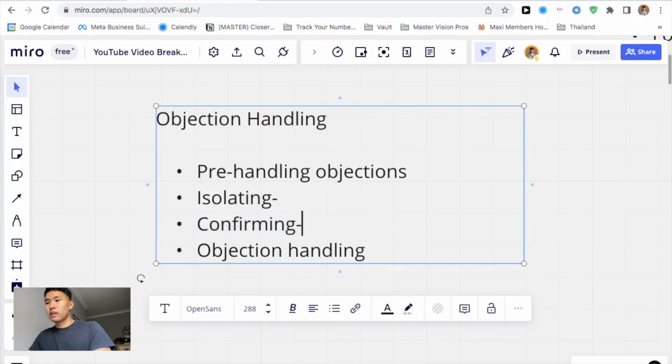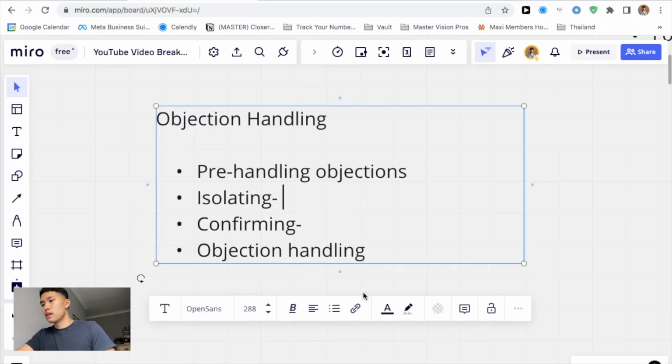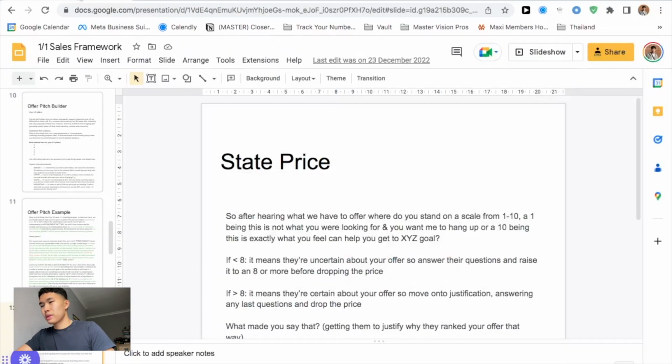Confirming is making sure that that's the only objection that they have. Isolating is getting clarity. I'll go to the objection handling, and you'll see what it means. And then this is self-explanatory.